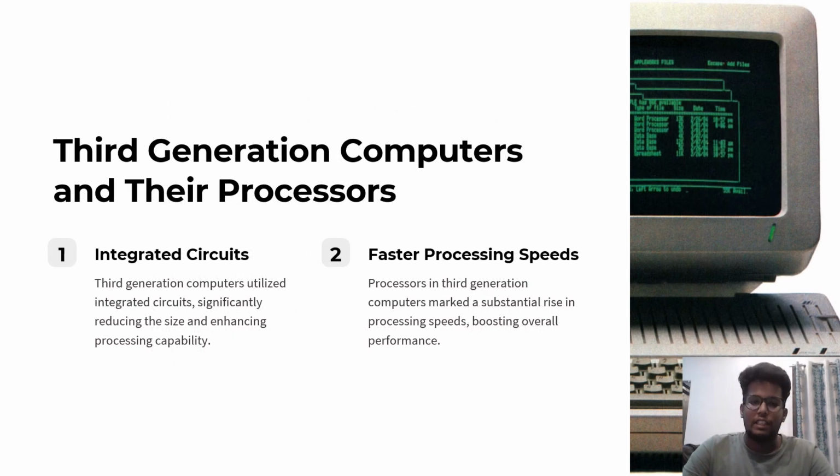Now we'll see the third generation computers, which consist of integrated circuits and fast processing speeds. First, the integrated circuit. Third generation computers utilized integrated circuits, which significantly reduced the size and enhanced the processing capability. Second, the processors increased. Processors in the third generation marked a substantial rise in processing speed and a boost in the overall performance of the computers of that generation.